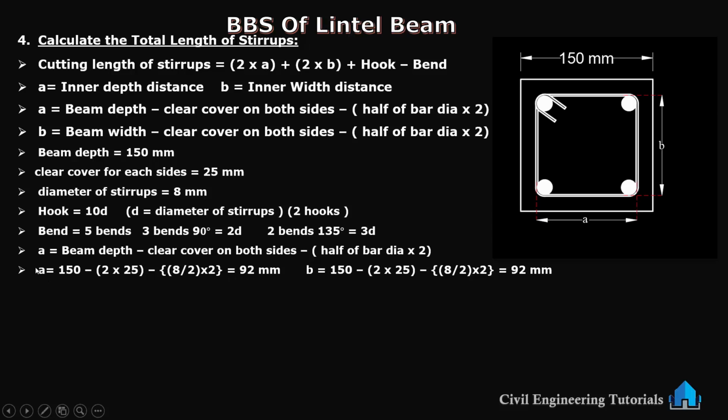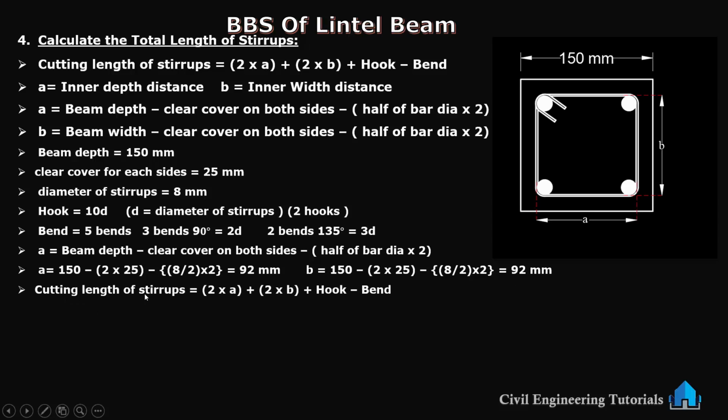This is A. So B also same, because B and width both are same, 150, 150. So B also same, 92. Okay. Same formula for B: 150 minus 2 into clear cover, this side and this side, minus 8 by 2 on this side and this side, 8 by 2 into 2, is equal to 92 millimeter. Okay. So A and B we got 92 millimeter.